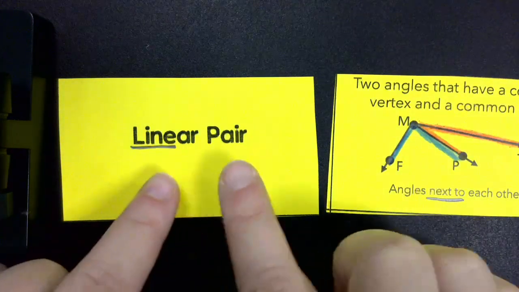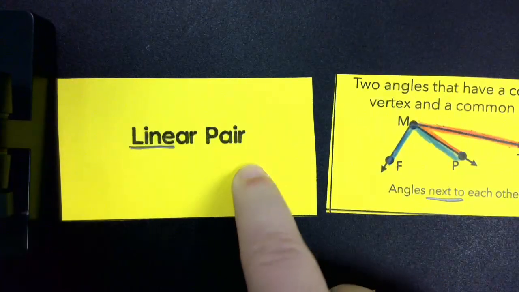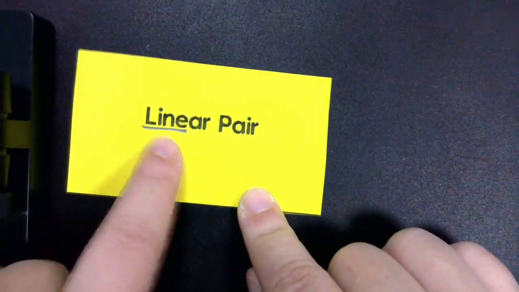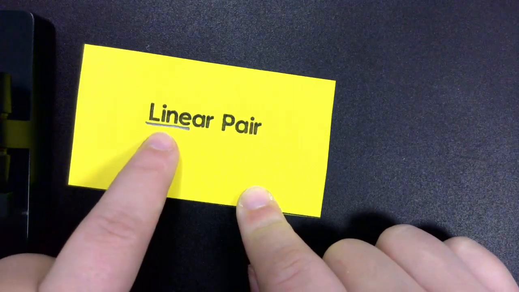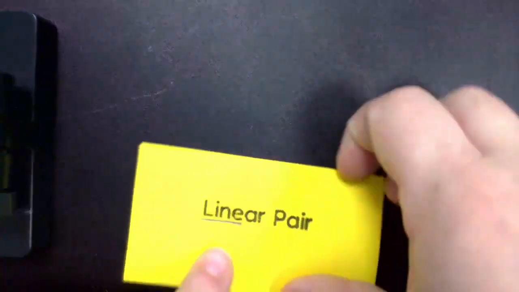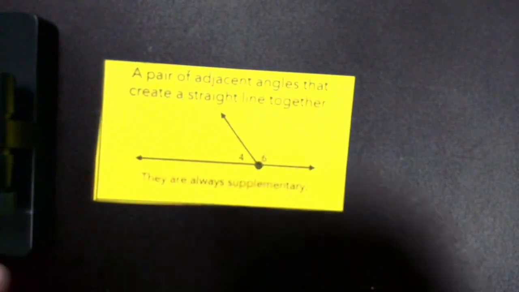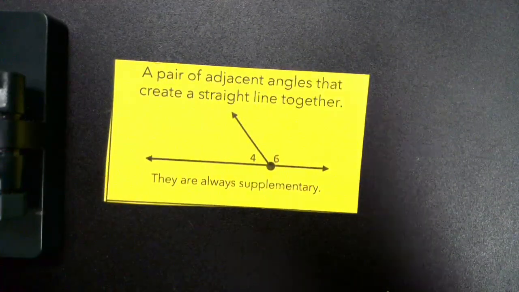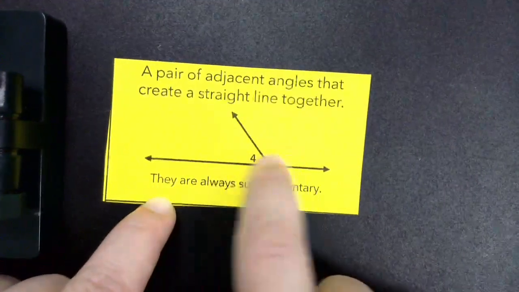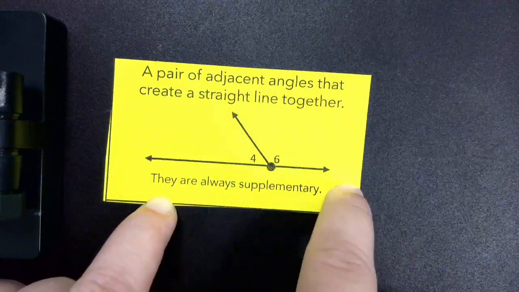Okay, so a linear pair means we have two. So if I have two angles, what are they going to make together? A line. Good. Nice work, you guys. Yes, they make a line together. So as we flip this over, it's a pair of adjacent angles that create a straight line together. Okay? A pair of adjacent angles that create a straight line together.